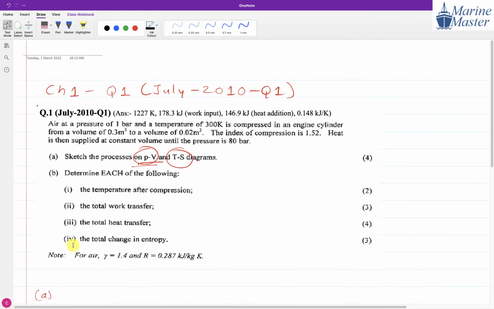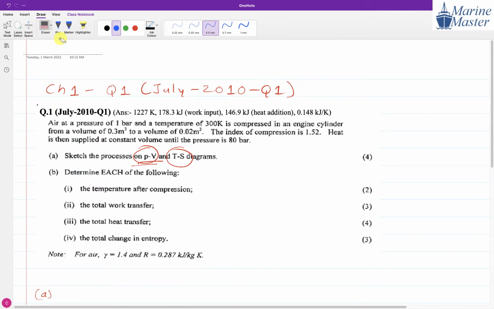Now guys, I'm going to read the question carefully with you. Please everyone try to see the scenario. Here we have air at a pressure of 1 bar. This is our initial condition, so this 1 bar will become our point 1 pressure, P1. Air at a pressure of 1 bar and a temperature of 300 Kelvin. So this is the initial temperature, T1.